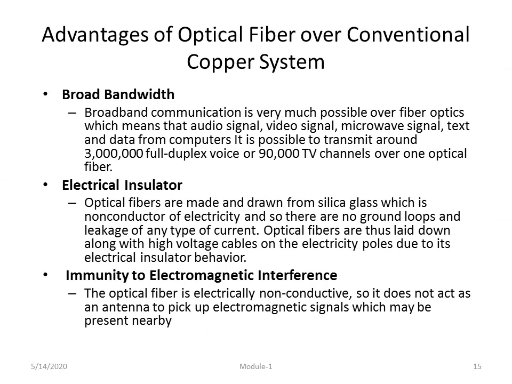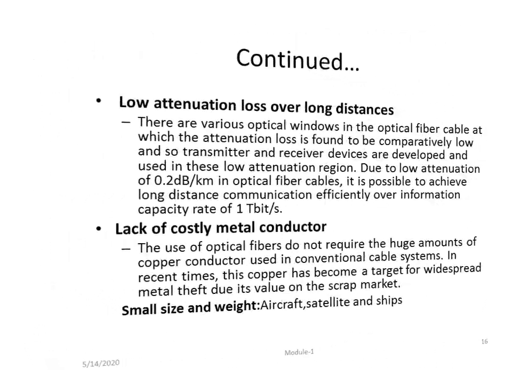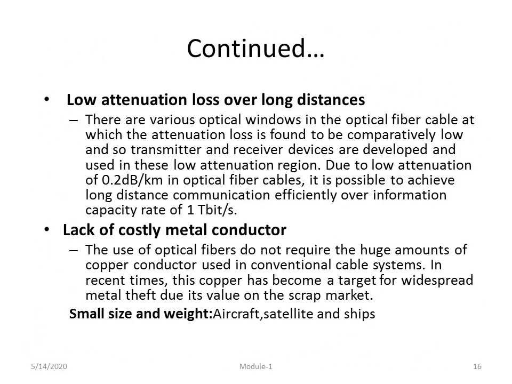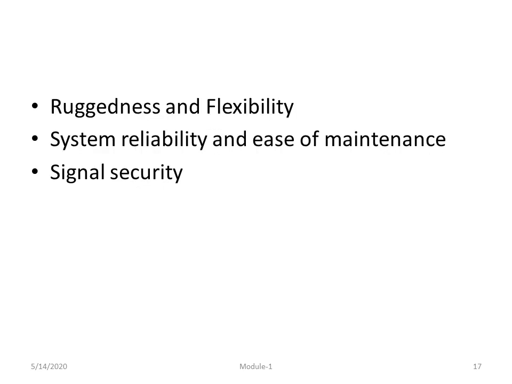Advantages already explained: broad bandwidth because of the high frequency, electrical insulator because it is made up of silica glass, so it is a non-conductor of electricity, immunity to electromagnetic interference because it is electrically non-conductive, and immunity to attenuation loss over longer distance. It has low attenuation of around 0.2 dB per kilometer in optical fiber cables, and the lack of costly metal, small size, weight, ruggedness and flexibility, system reliability and ease of maintenance, and also high security. There is not much loss of information in the optical fiber, so it provides high security.